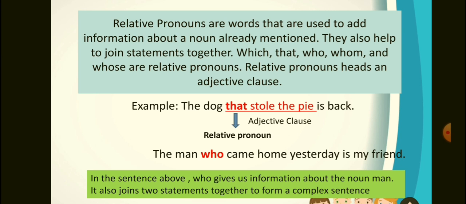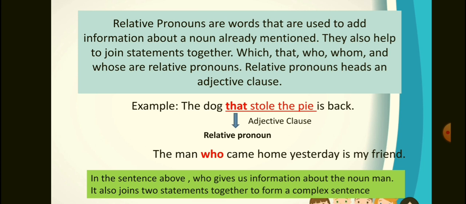Relative pronouns are words that are used to add information about a noun already mentioned. They also help to join statements together. Which, that, who, whom, and whose are relative pronouns. Relative pronouns head an adjective clause. For example, the dog that stole the pie is back. So here that is a relative pronoun and that stole the pie is an adjective clause.